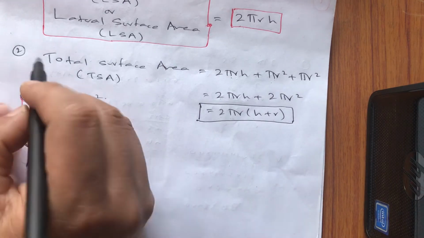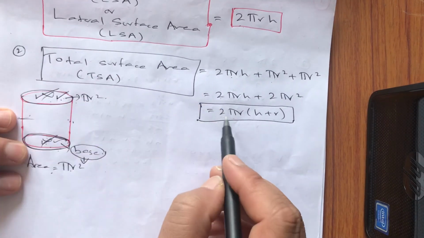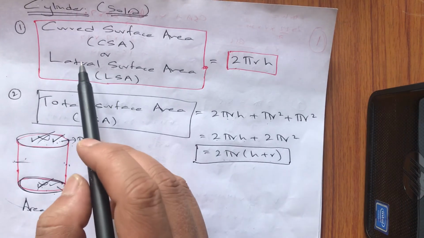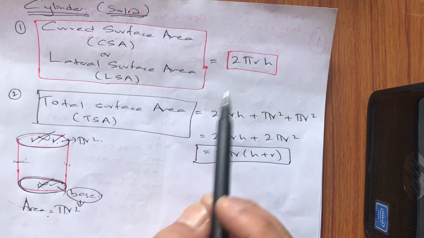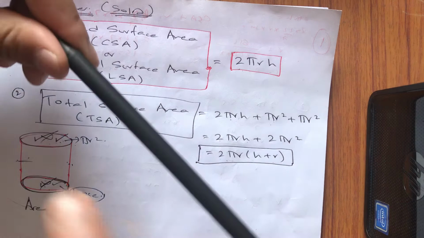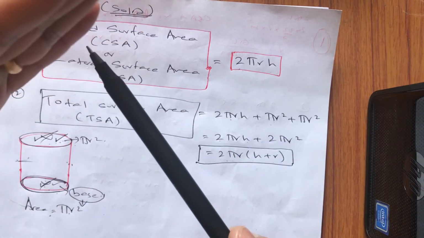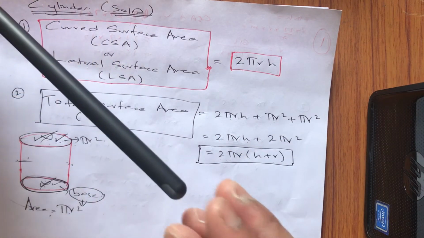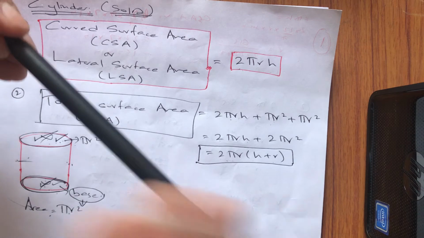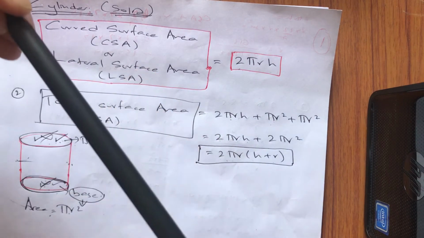So the total surface area formula is 2πr(h + r), and the curved surface area is equal to 2πrh. Curved means only the curved portion. So this half, nothing is there. There is a hole, you can say. This half also, there's nothing, there's a hole. So this entire thing is called the curved surface area.